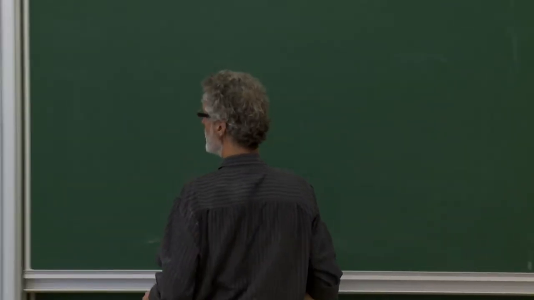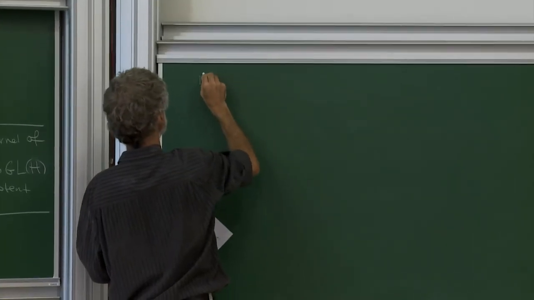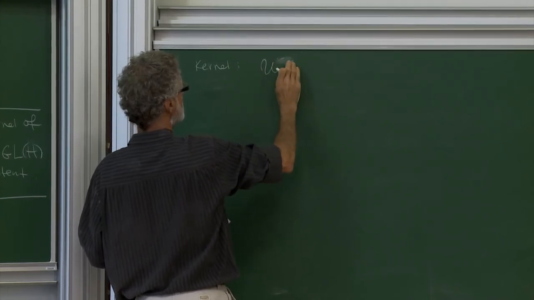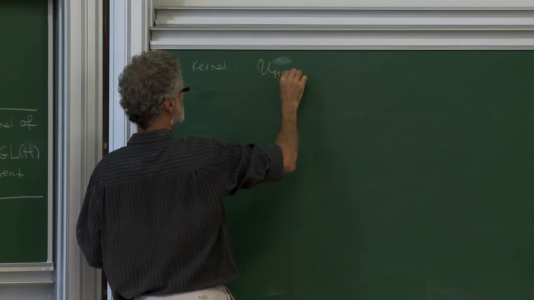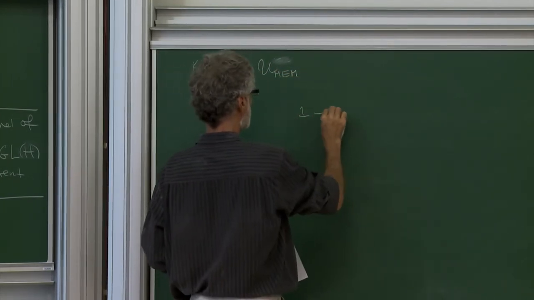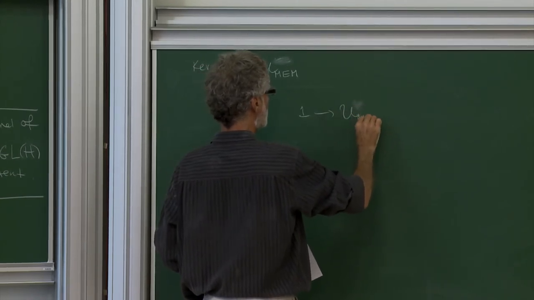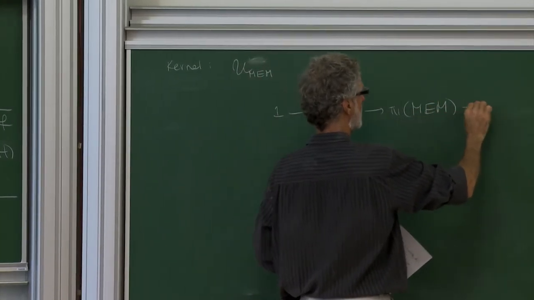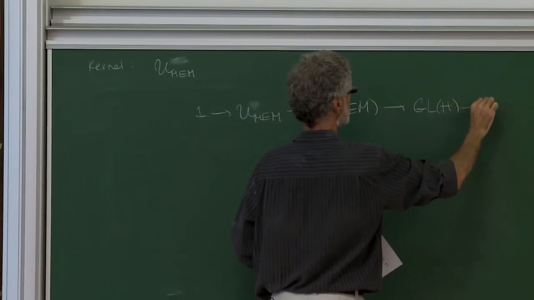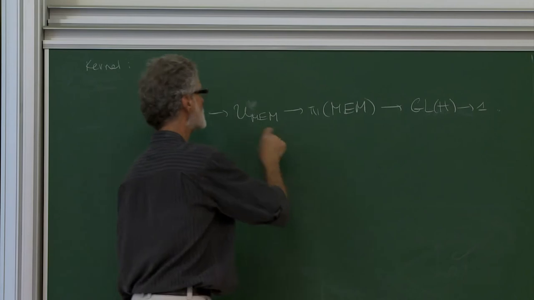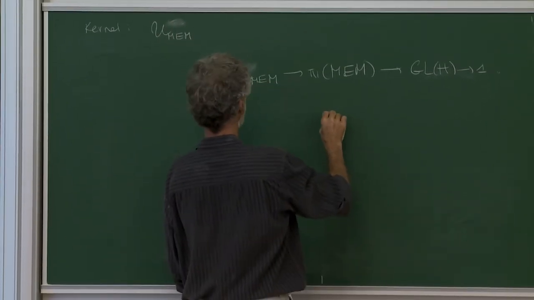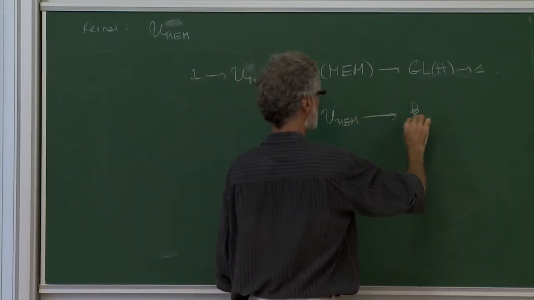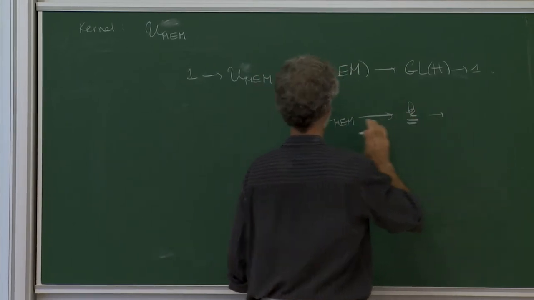All right, so we're going to denote the kernel by U, M, E, M, I think. So we've got an extension: 1 into U_MEM, into pi 1 MEM, into GL H. And again, you can split this apart into its geometric part. You've got U_MEM will map to what I call K. This is the Lie algebra. Yeah, let me put Lie algebras here.